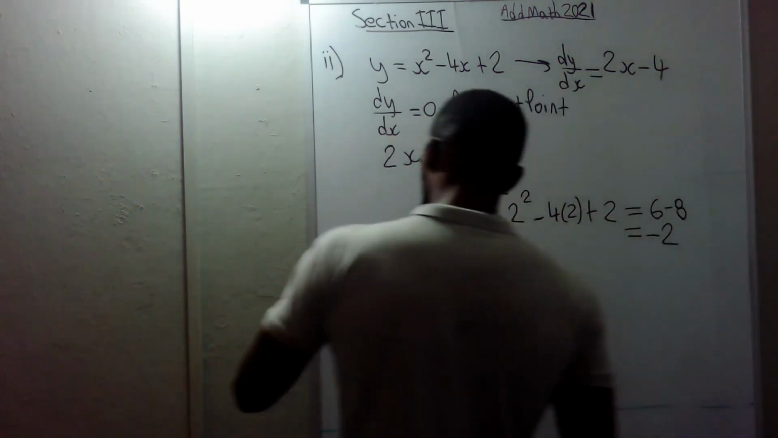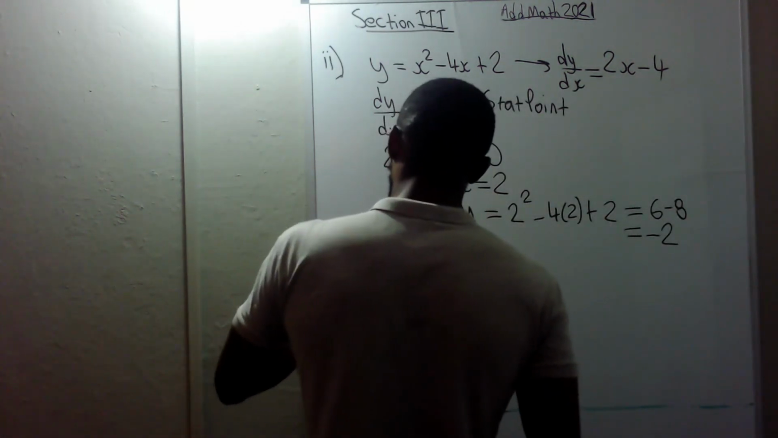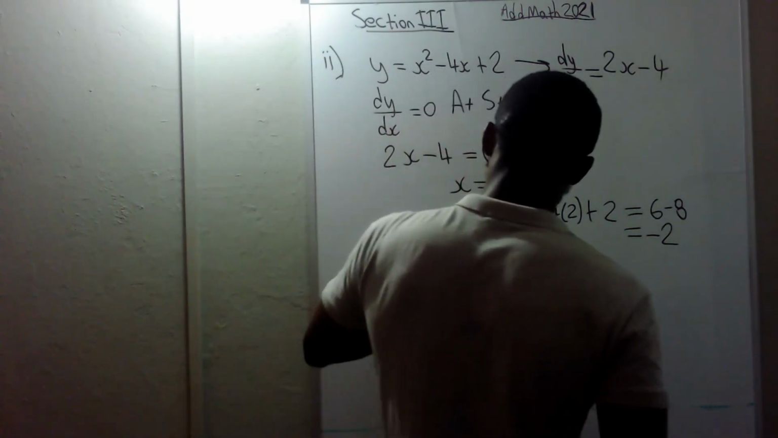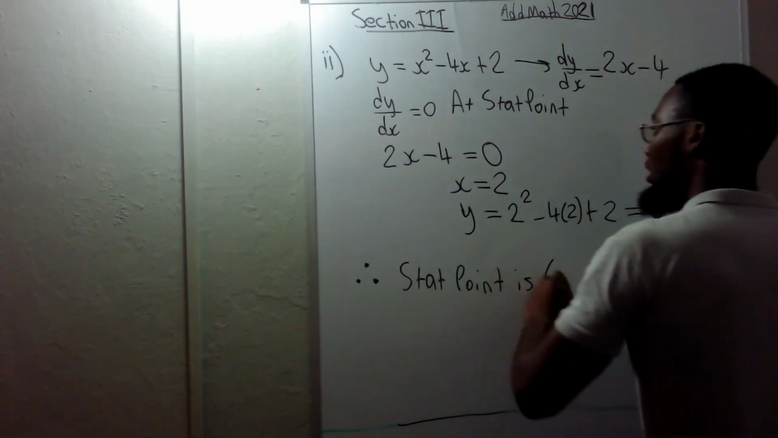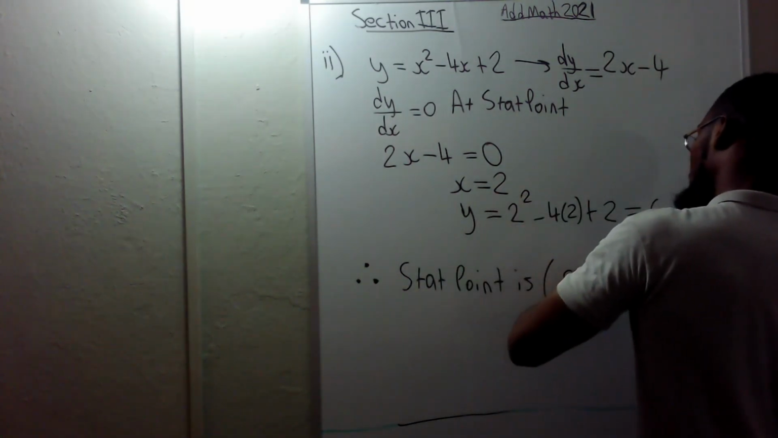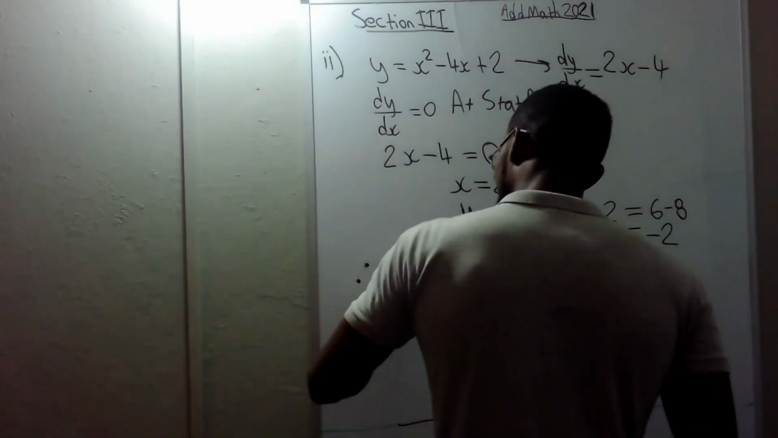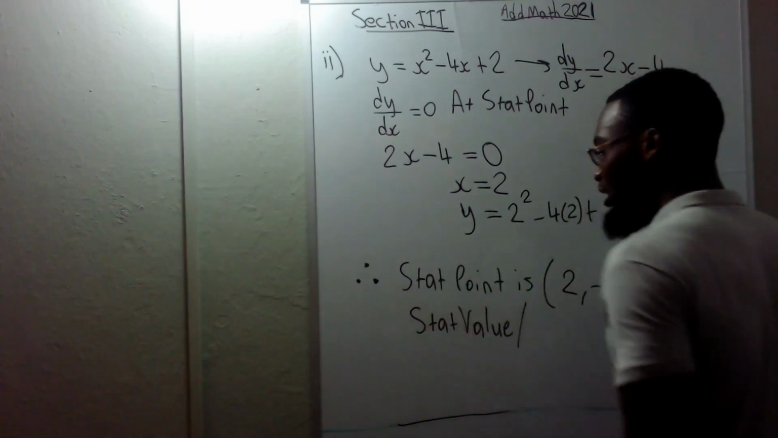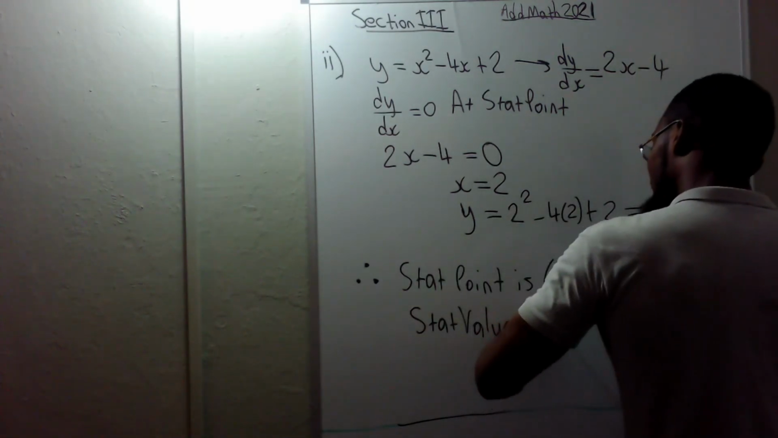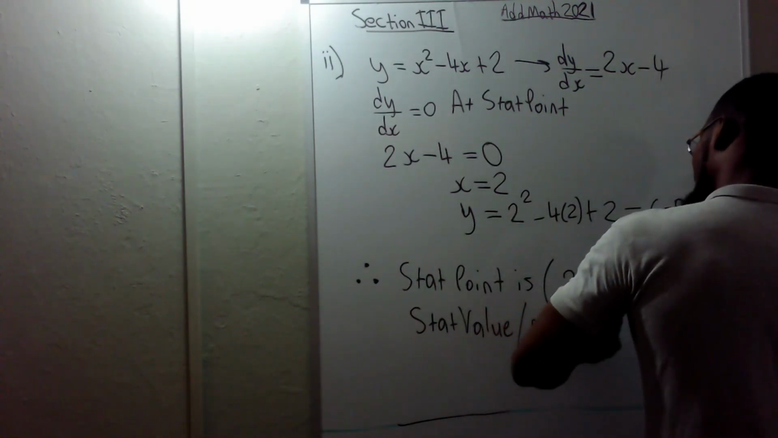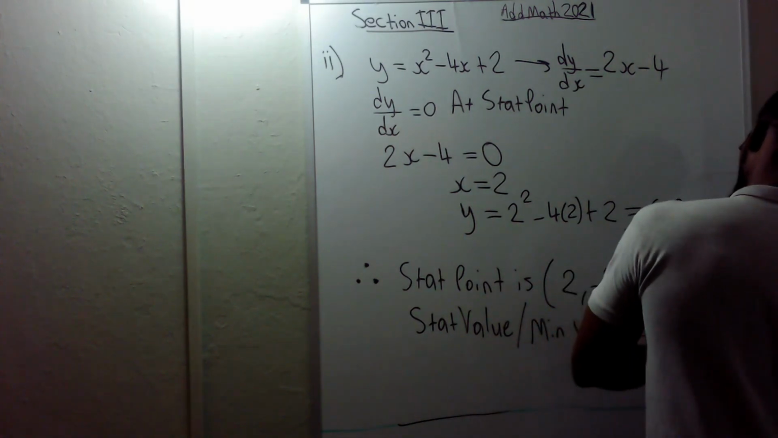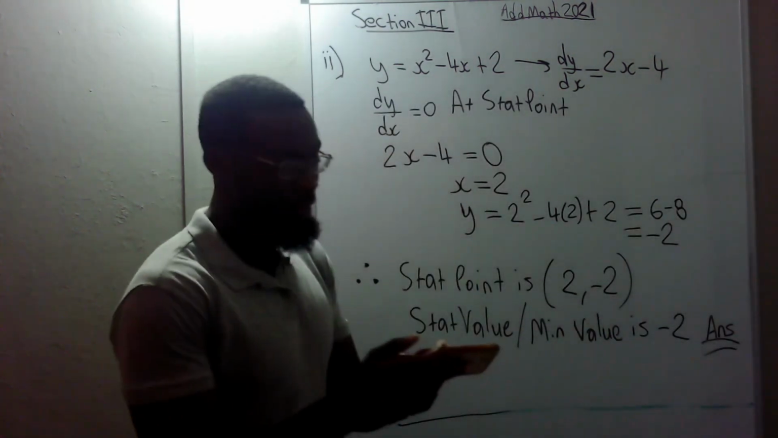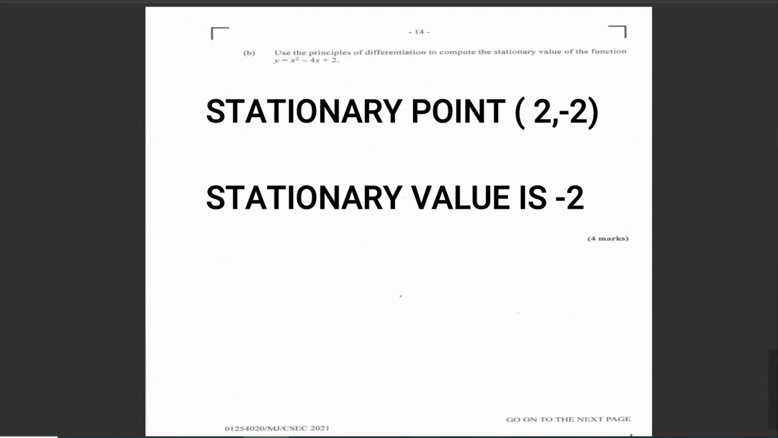So guys, therefore the stationary point is 2, negative 2. But guys, the stationary value, or in other words, you can write it as the minimum value. The minimum value is negative 2. That's the minimum value, guys, negative 2. The minimum is the y value. And that's 4 marks.